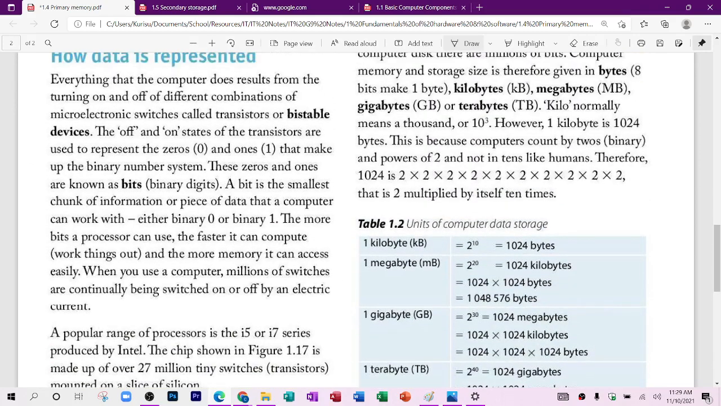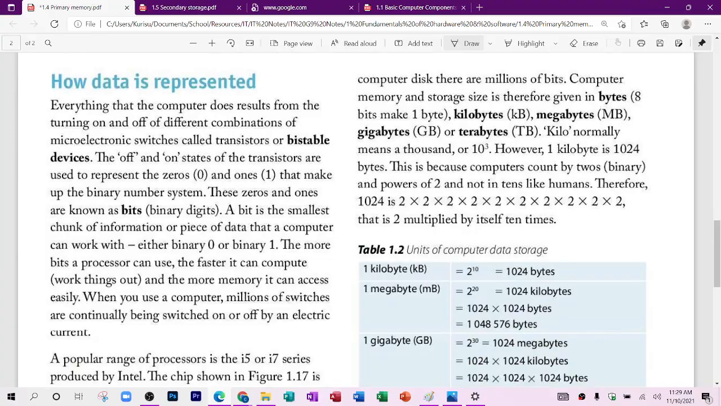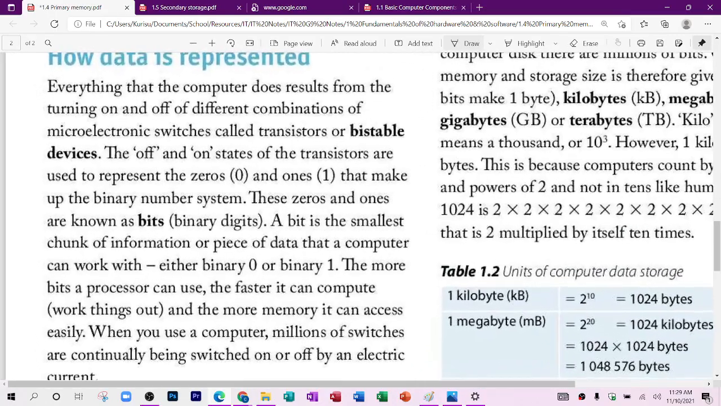Alright, I just want us to wrap up on how data is represented.